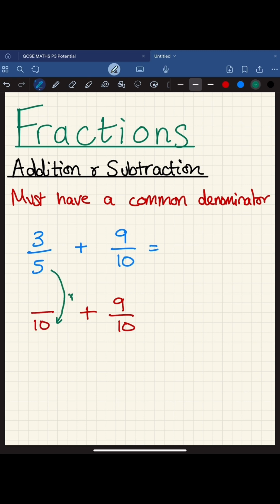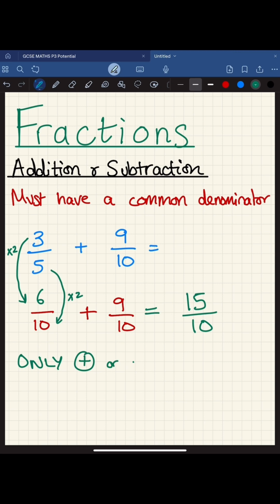I need a denominator of 5 to be the same as a denominator of 10, so I multiply by 2, and I do the same to the numerator, giving me 6 over 10. I can now add only the numerators, so 6 plus 9 is 15, and I do nothing to the denominator.